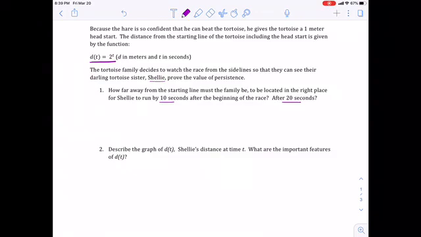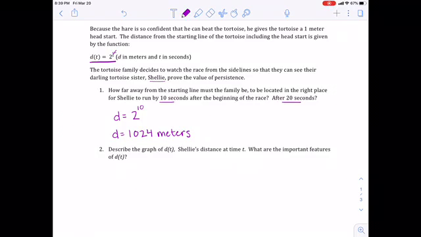And notice that this seconds is our time, so it's going to go into the t spot of our equation. So we're going to say then that the distance is equal to 2 to the time, which is 10 seconds. If I type that into my calculator, it tells me it equals 1,024. So then I know that Shelley's family would need to stand 1,024 meters away from the start of the race in order to see her run. I'm going to let you go ahead and do that 20 seconds on your own.